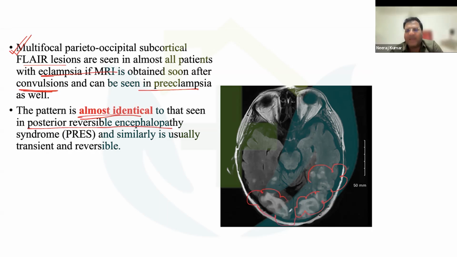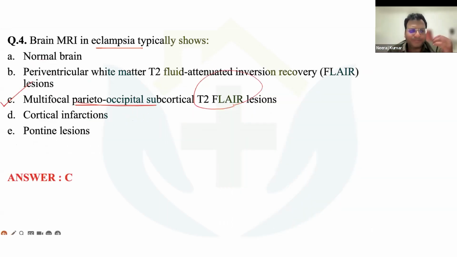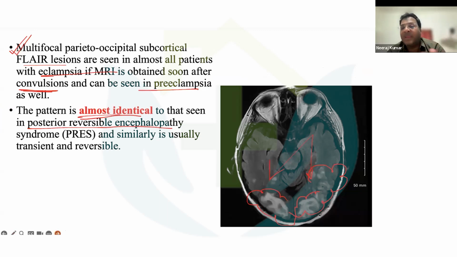Okay. So this is bilateral or multifocal parietal subcortical FLAIR lesions. So it could be seen in preeclampsia if you obtain the scan just after the convulsion, or in many patients it is identical to PRES. So you must see the history very closely to rule out PRES. If the options are given like preeclampsia, eclampsia, or PRES, then you have to look for the clinical findings of PRES to mark it correctly, because many times you might be getting these kinds of MRI scans.